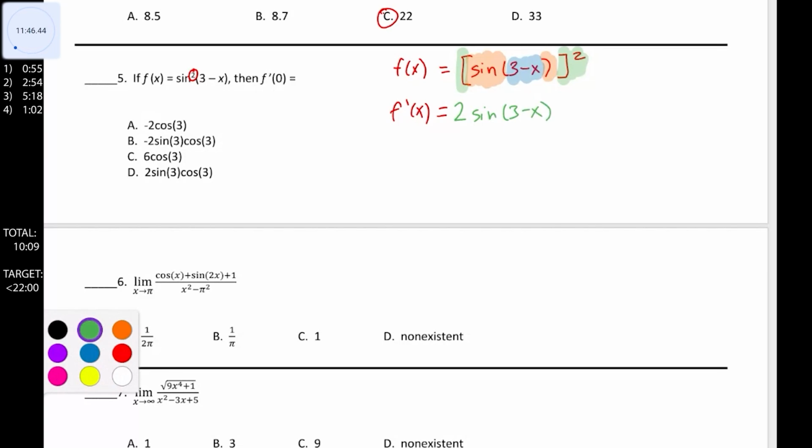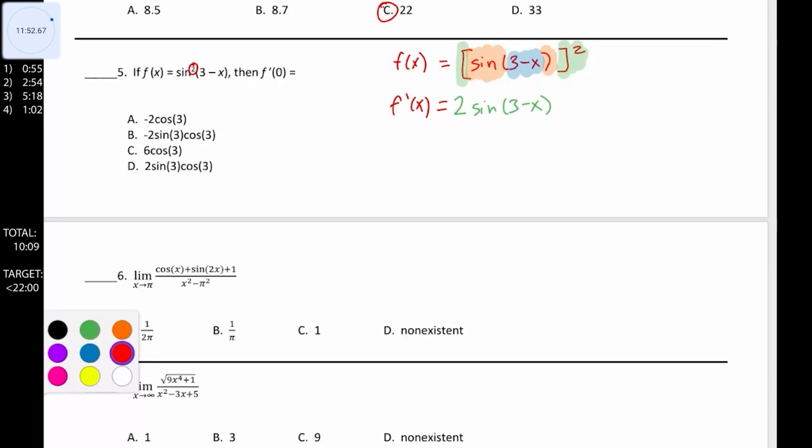So that's the derivative of the very outside one, but times the derivative of the inside. So times, and I highlighted that in orange here, the derivative of sine is cosine. So we have times cosine of 3 minus x. And then finally, we're going to multiply by the derivative of the inside. The derivative of 3 minus x is just negative 1. So here we have our function for f prime.